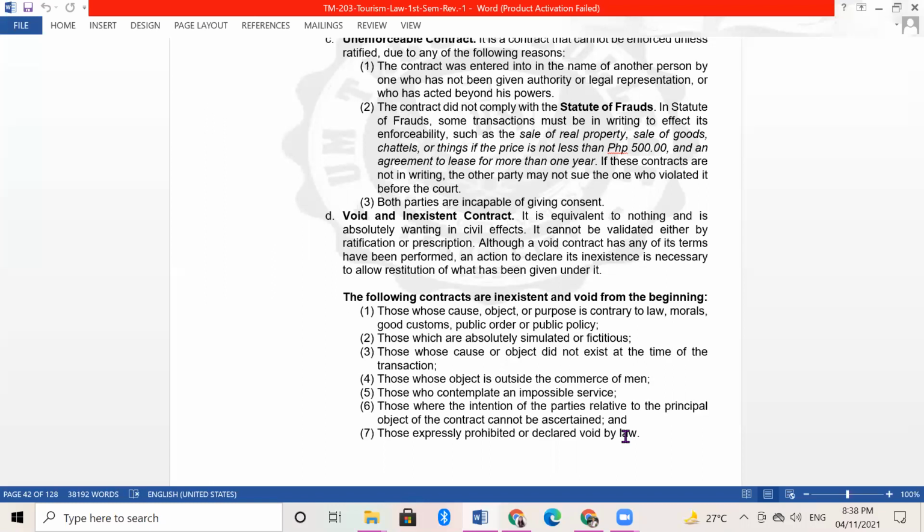Next is the void and inexistent contract. It is equivalent to nothing and is absolutely wanting in legal effects. It cannot be validated either by ratification or prescription. Although a void contract may have had any of its terms performed, an action to declare its nullity is necessary to allow restitution of what has been given under this stage.